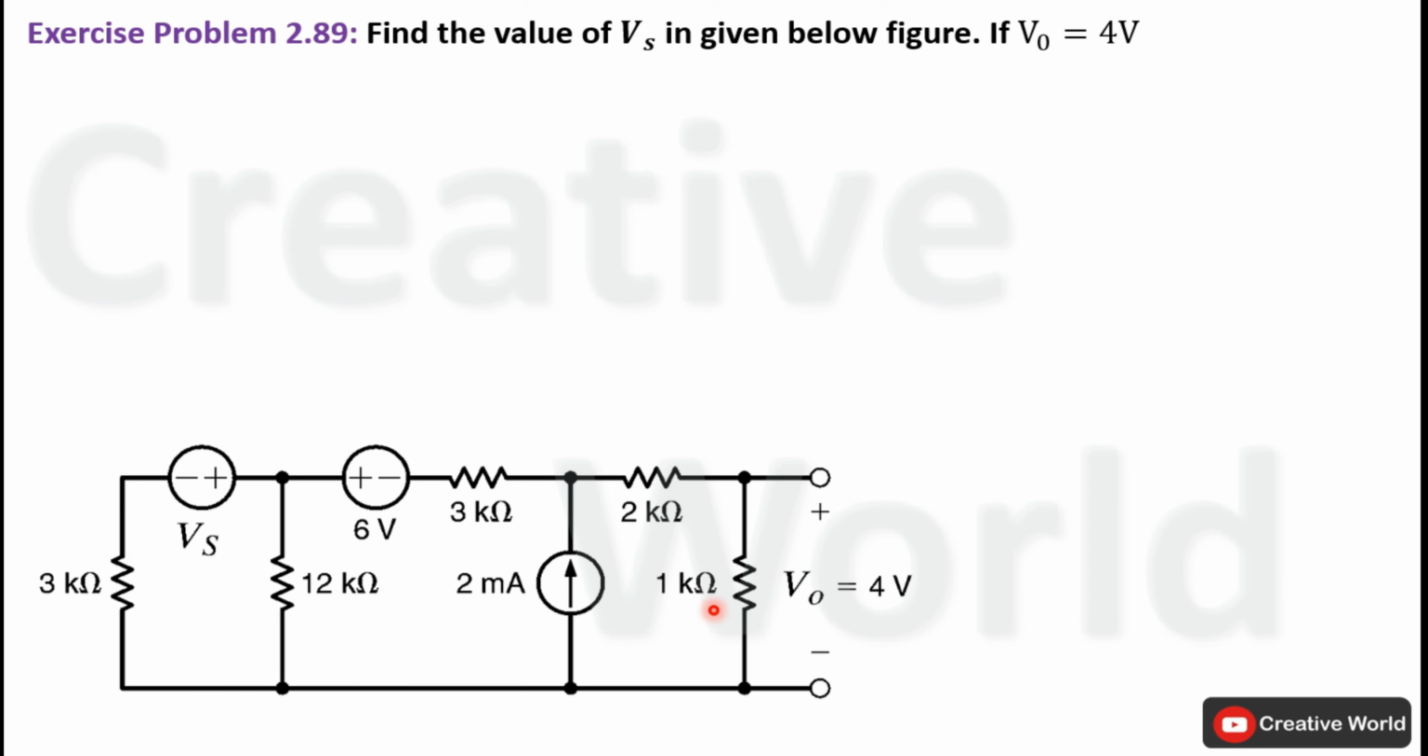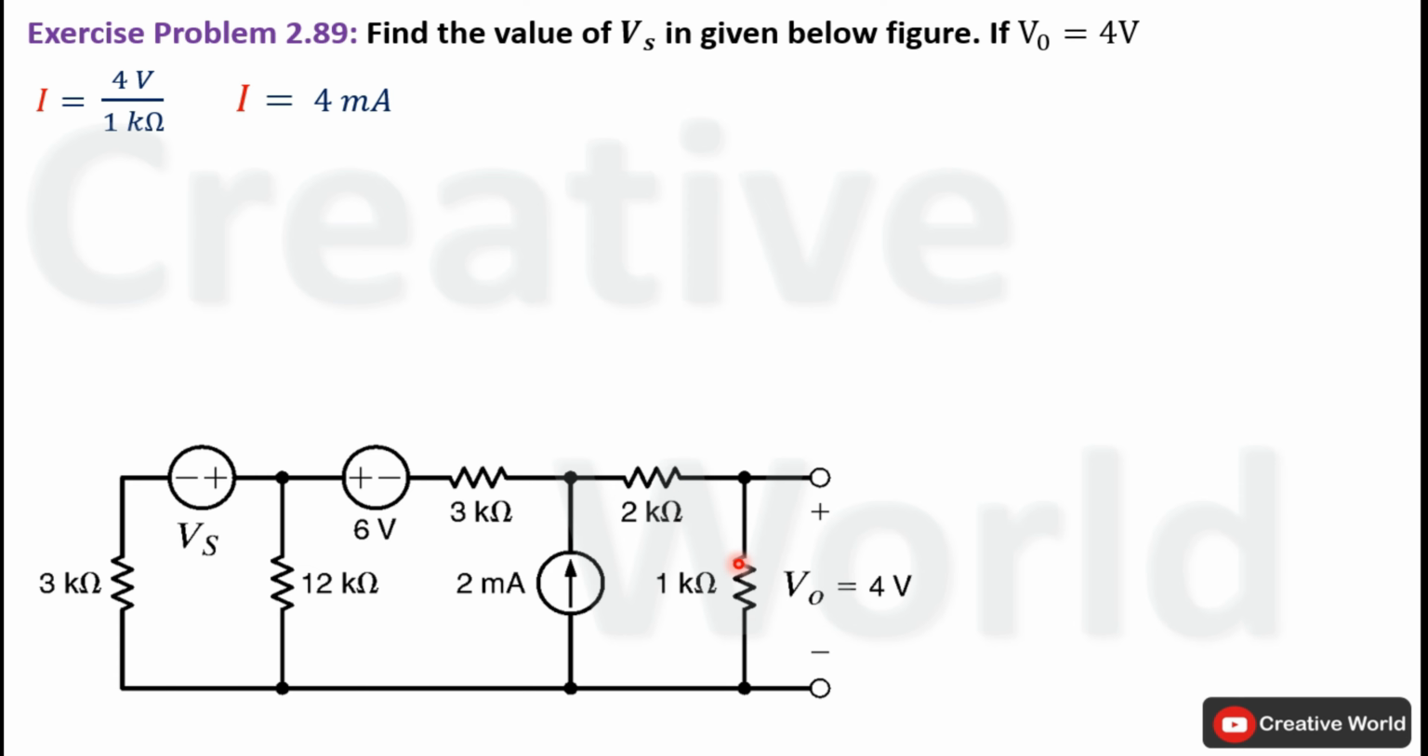First of all, we will try to find out current through this 1 kilo ohm resistance because voltage across this resistance is given. Current through it will be equal to voltage divided by the value of resistance. Voltage across this resistance is 4 volt and the value of resistance is 1 kilo ohm. So the value of current will be 4 milliampere. Now the direction of current will be clockwise because in order to make this point positive, the current should enter from this terminal and leave from this terminal.